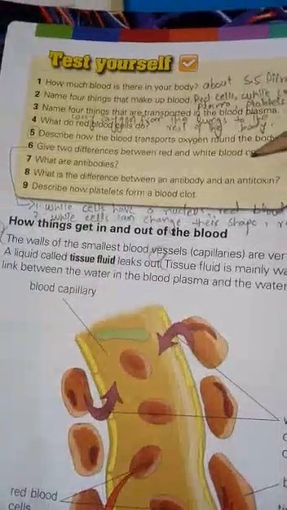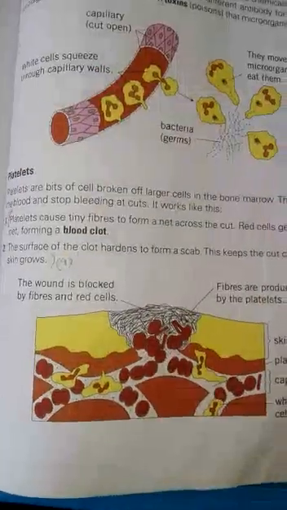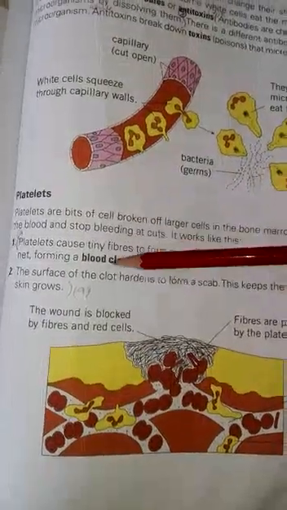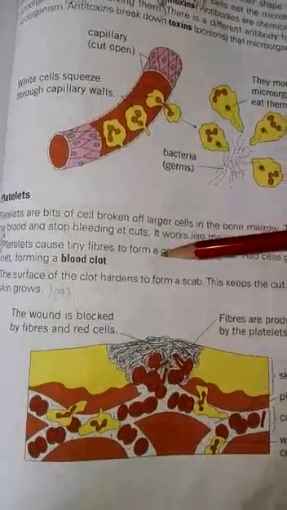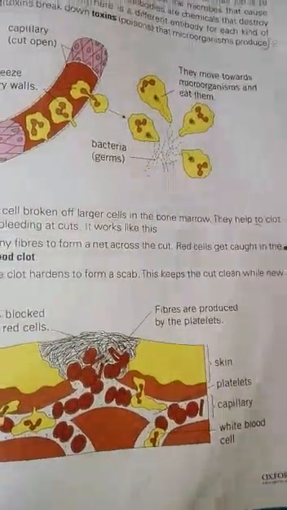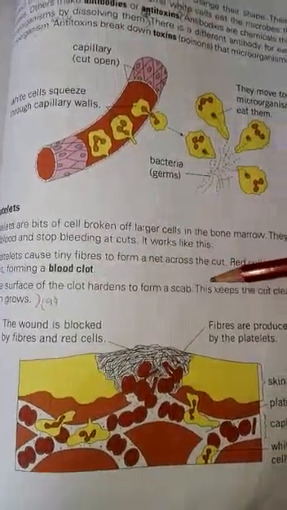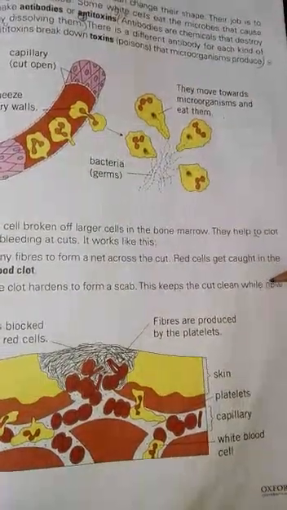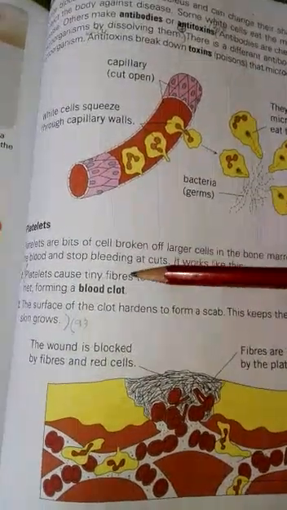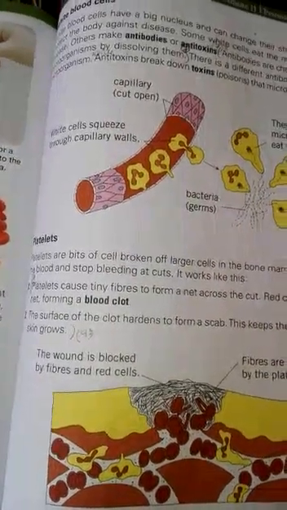Next is question number 9. Describe how platelets form a blood clot. It will start from page number 139. Topic platelets. These are the 2 points. Platelets cause tiny fibers to form a net across the cut. Red cells get caught in the net, forming a blood clot. The surface of the clot hardens to form a scab. This keeps the cut clean while new skin grows. So this is the answer of question number 9. These 2 points are the answers. So now your first test yourself is completed.